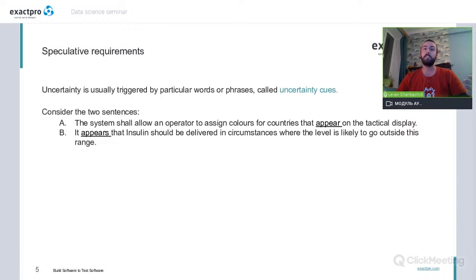However, these uncertainty cues on themselves are not enough for identifying uncertainty. We should also look at linguistic context, or what I mean with that is that we should look at surrounding words as well. For example, here we have another two sentences. Sentence A, the system shall allow an operator to assign colors for countries that appear on the tactical display. And sentence B, it appears that insulin should be delivered in circumstances where the level is likely to go outside this range. So which one do you think is the uncertain statement? Only one of them is.